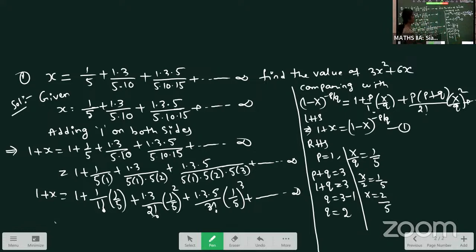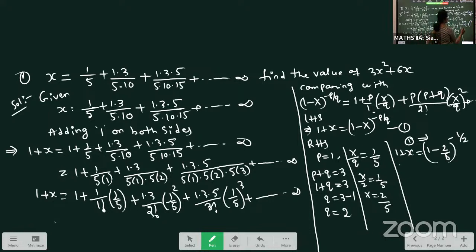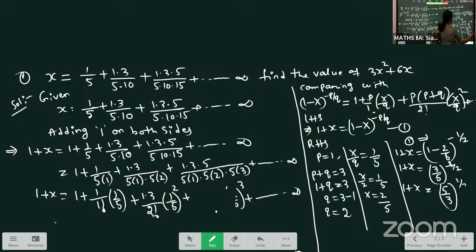Go to equation 1 and substitute. 1 plus x is equal to 1 minus the capital X value, 2 by 5, whole to the power minus p by q. P is 1, q is 2. So 1 plus x is equal to 1 minus 2 by 5, which is 3 by 5, whole to the power minus 1 by 2. To remove this negative power, write the reciprocal of 3 by 5, which is 5 by 3, to the power 1 by 2.